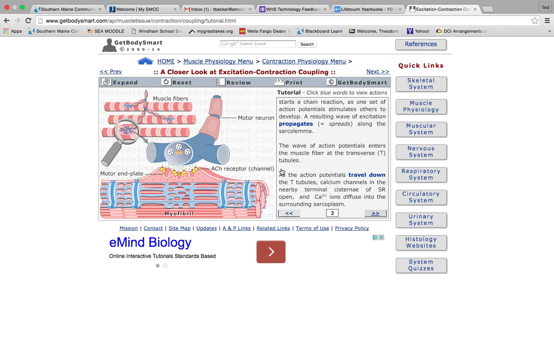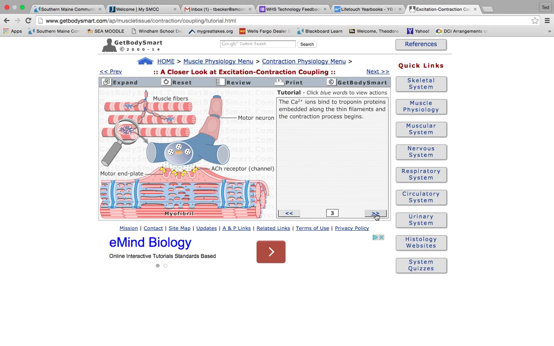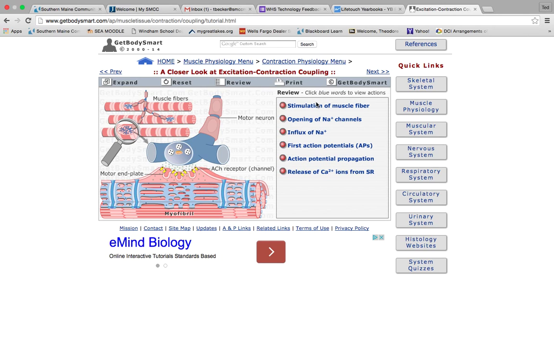Remember, it doesn't just continue down the muscle, it also goes down the T-tubules. So this whole section here describes that. When it goes down the T-tubules, you see those little black dots? That's the calcium being released from the terminal cisternae of the sarcoplasmic reticulum. Awesome.